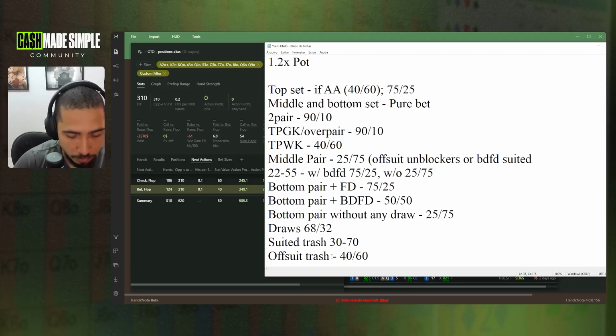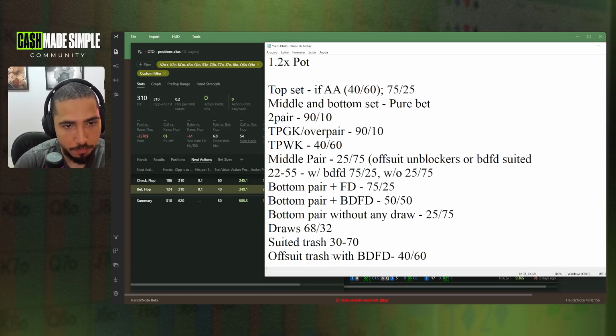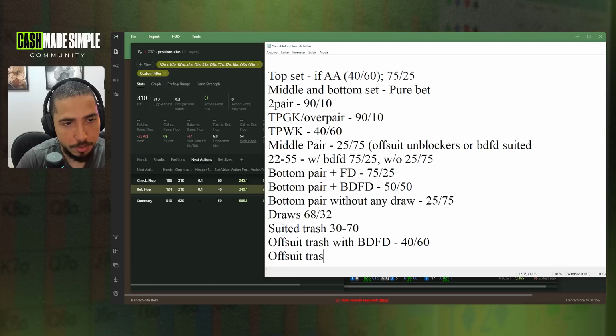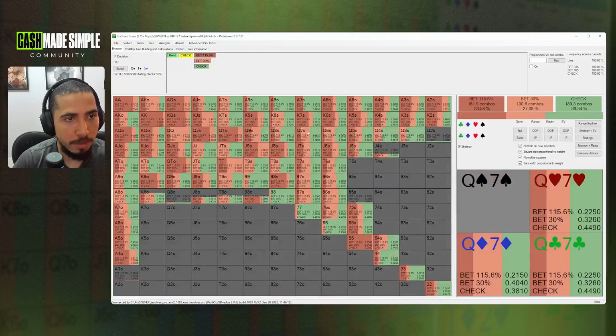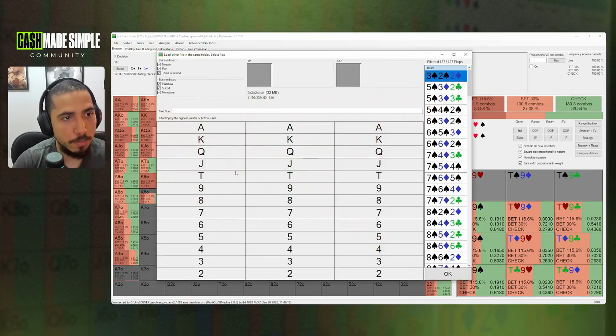So let's make the distinction as well. Offsuit trash with backdoor flush draw is one frequency. Offsuit trash without backdoor flush draw is another frequency. And then, unfortunately, we don't have the filters here. We have to eyeball a little bit with that.